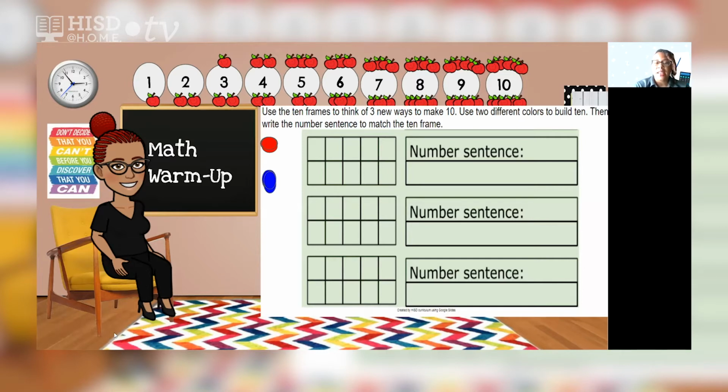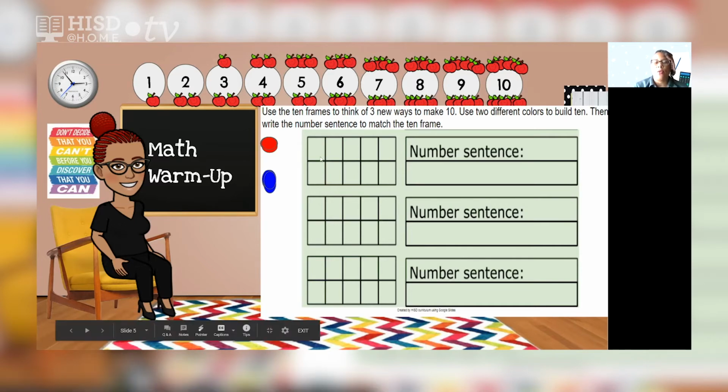In the past lessons, we have talked about a 10 frame. A 10 frame is a frame that has 10 boxes of equal size. It is 2 rows, and each row contains 5 to total 10. You can use your pencil or your crayons to model ways to show the number 10. Let's think of some together.